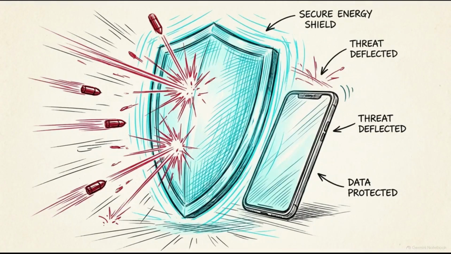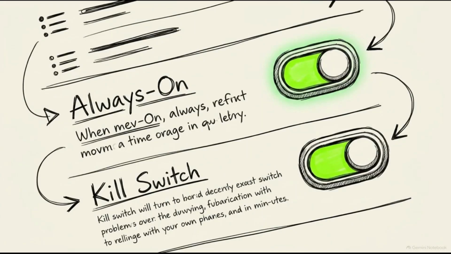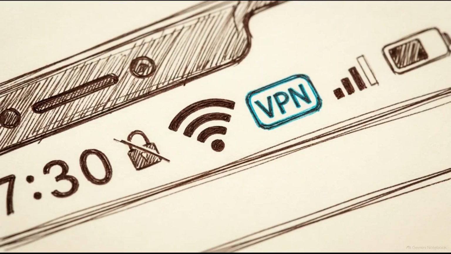We fix this by configuring your VPN to act as a permanent shield. Open your VPN application right now and navigate to the Security Settings menu. Enable the features labeled Always On and Kill Switch. This configuration guarantees that your VPN engages the exact millisecond your device attempts any network connection.